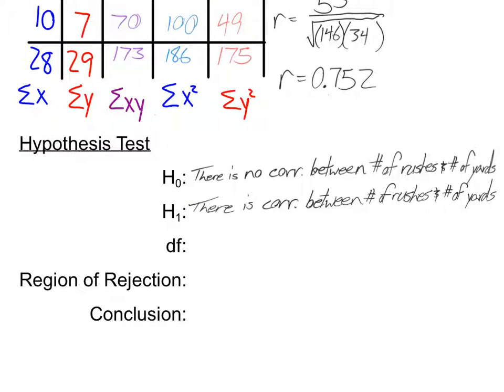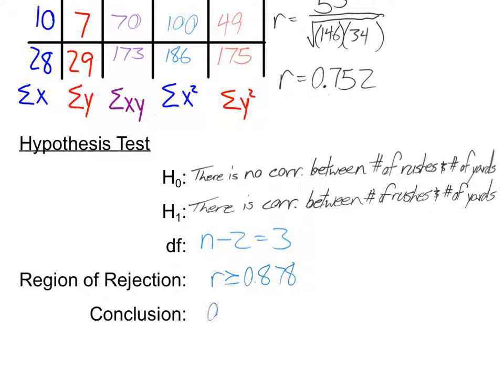What's our degrees of freedom going to be? How do we find degrees of freedom? It's n minus 2, right? So we'd have 3. Now, let me just show you this real fast, okay? We come back here, and we say, okay, the region of rejection is any r that's greater than or equal to 0.878.